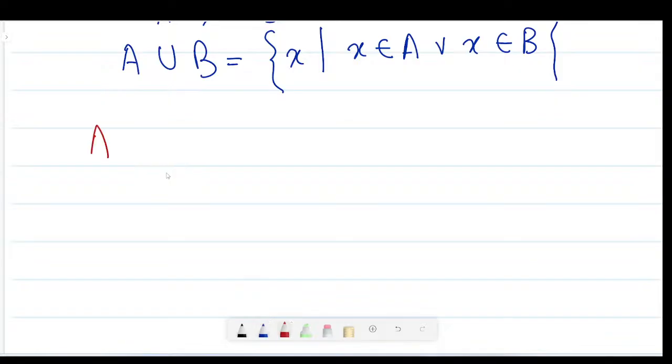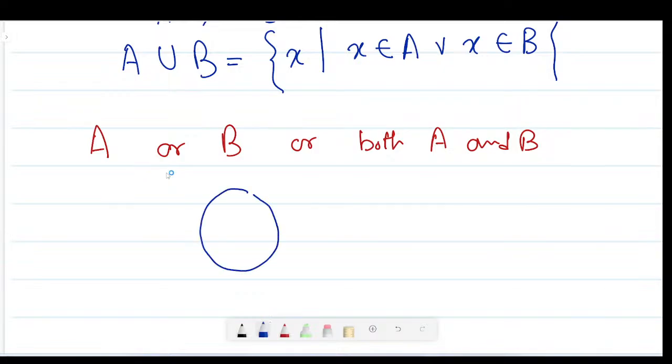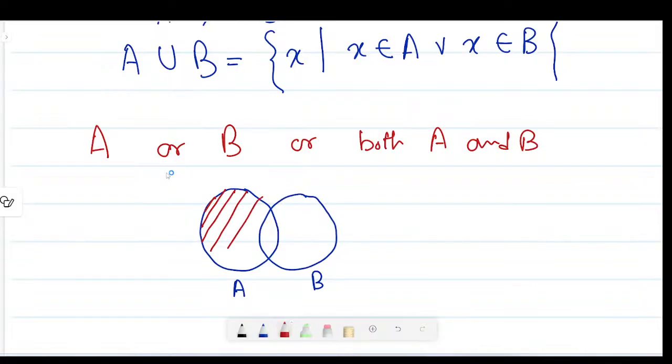That means it may be in A or it may be in B or it may be in both A and B. In Venn diagram, if this is my A set and this is my B set, then A union B is this portion. This will be my A union B set.